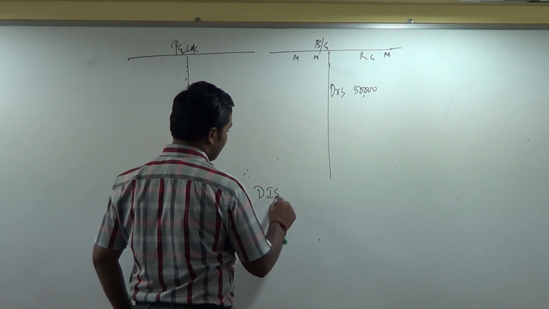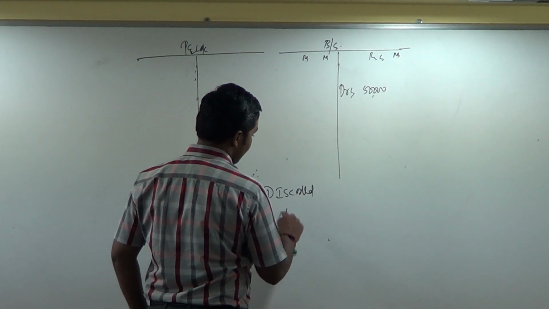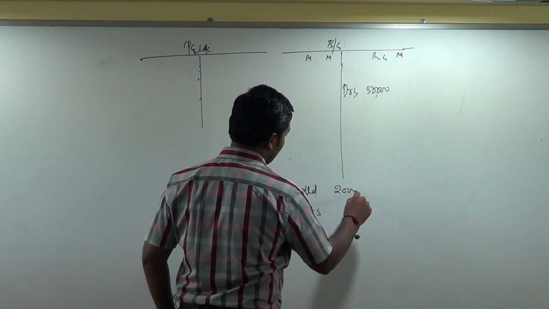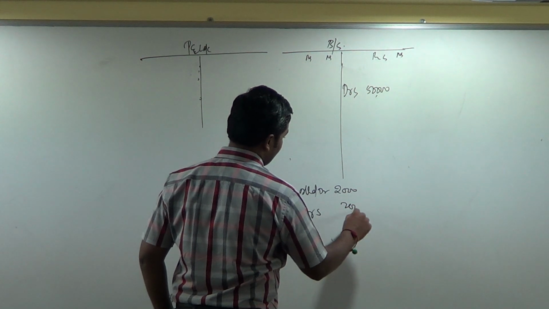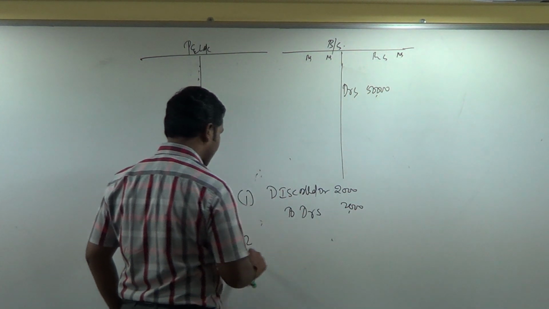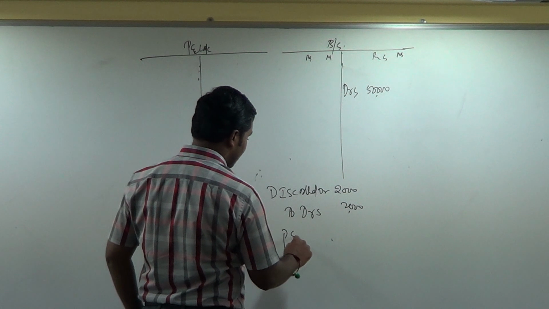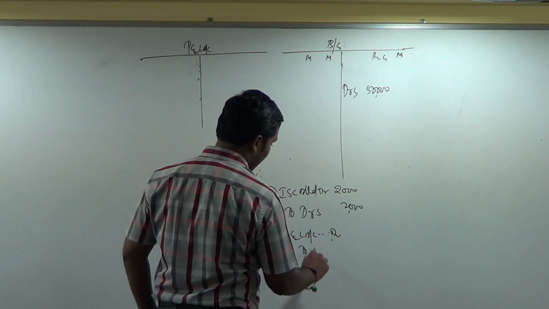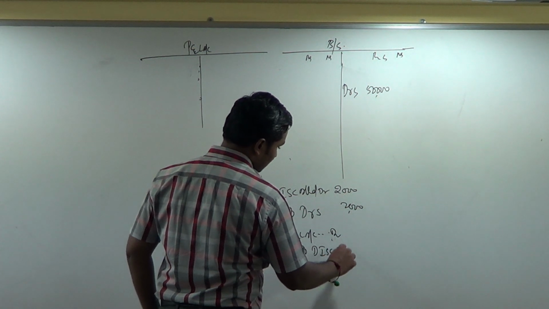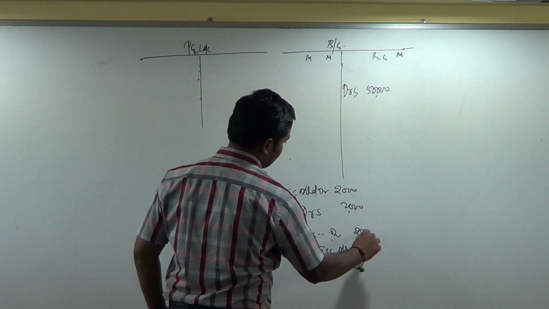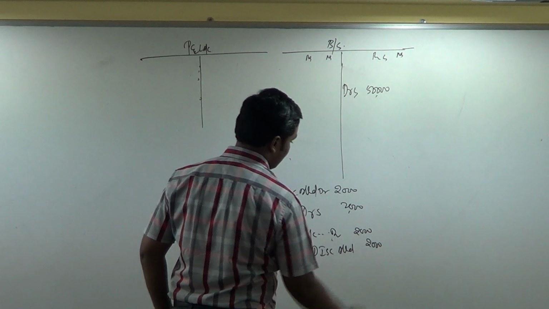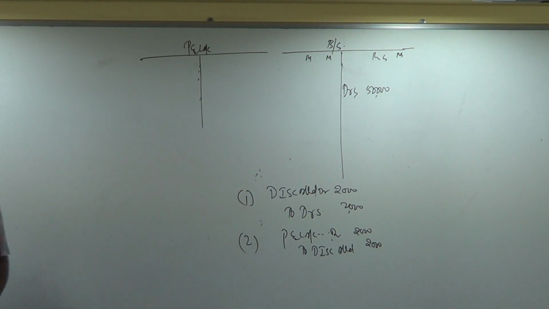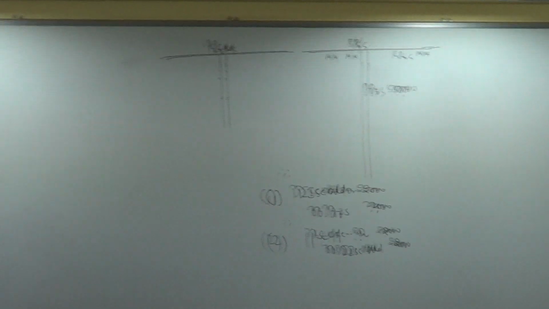Please tell me what are the entries you have to record for discount allowed? Discount allowed account debtor to debtors account, 2,000. Next, what is the second entry you have to pass? P&L account debtor to discount allowed 2,000. These are the two entries we have to record now.